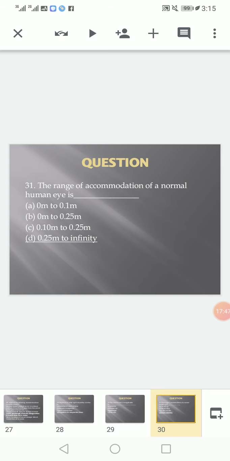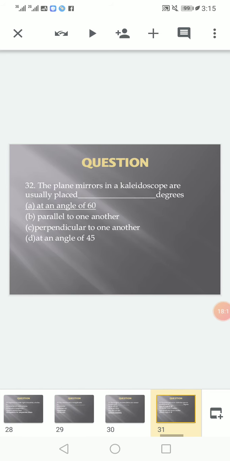So the range of accommodation of the normal human eye ranges between 0.25 meter to infinity. I'll keep on explaining all the concepts that we've discussed. I've explained what accommodation is when we were discussing refraction of light through the eye. And I repeat again that accommodation is the ability of the eye to alter its focal length so that both far and near distance objects are seen on the retina.